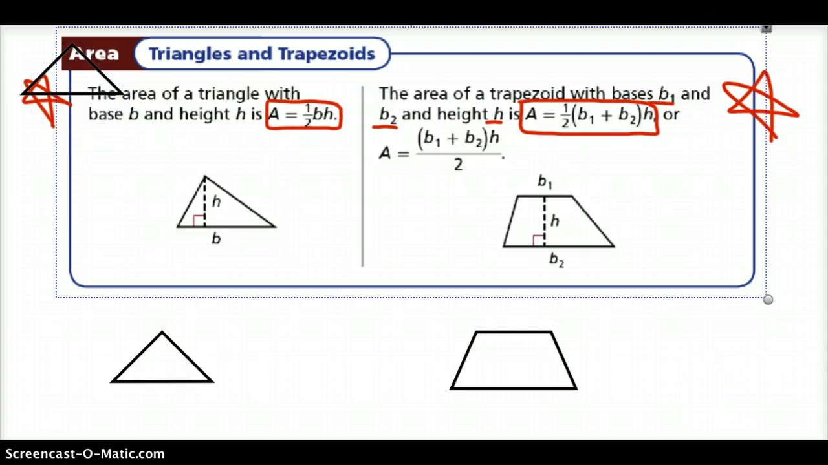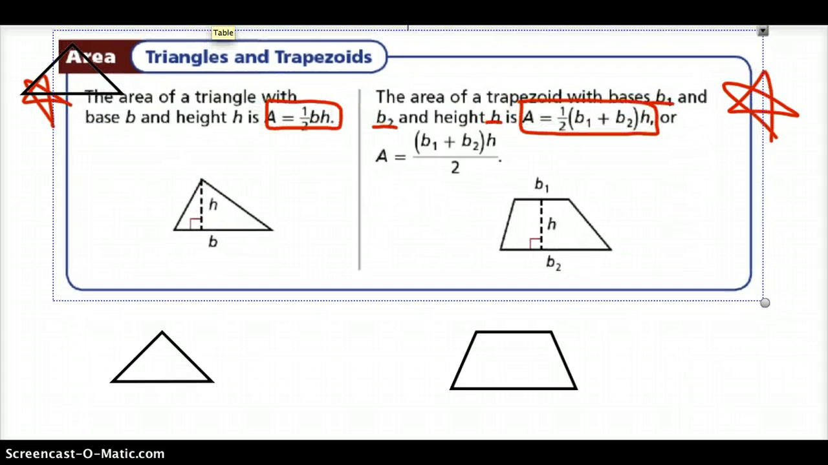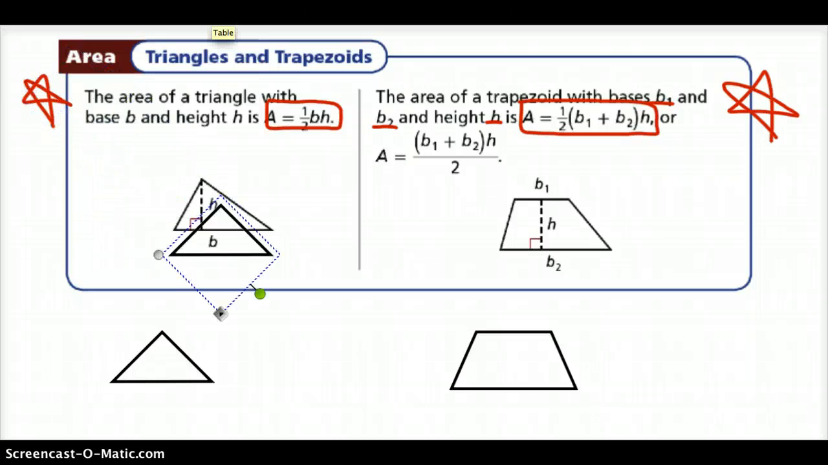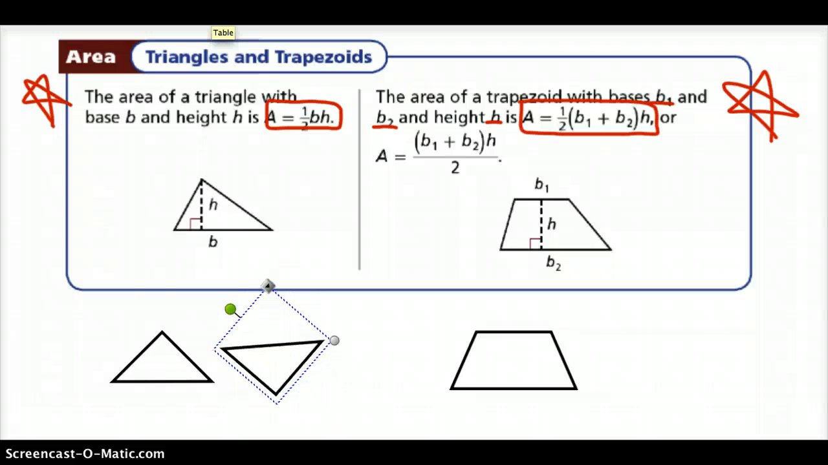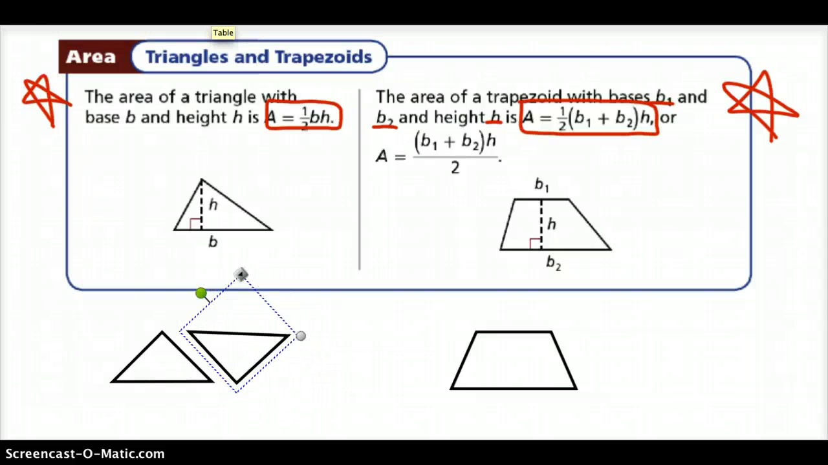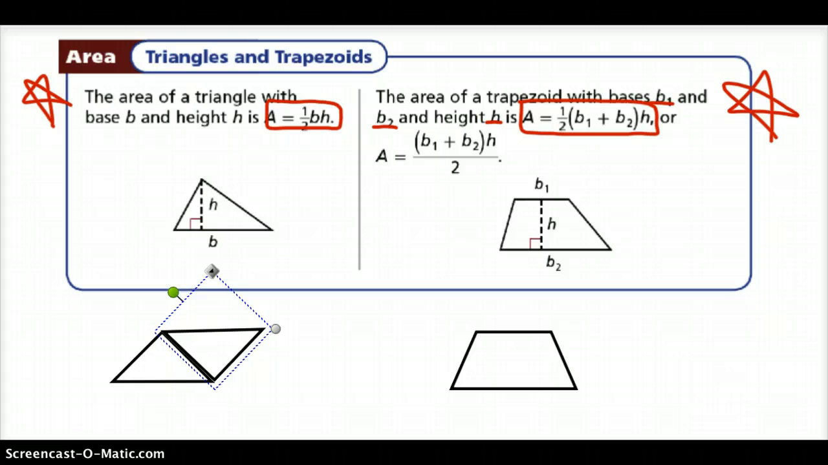So I'll take this again, sorry about that. I'll take my triangle here. All I want to do is rotate this 180 degrees and try to move it over. I've got to rotate just a little bit more. I know it's not perfect, but it's close. And there we pretty much have a parallelogram.